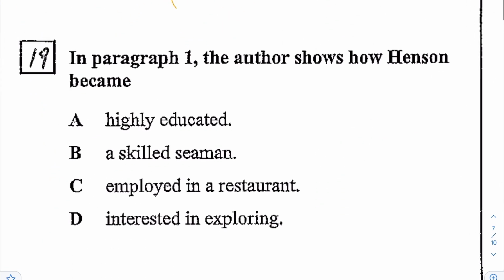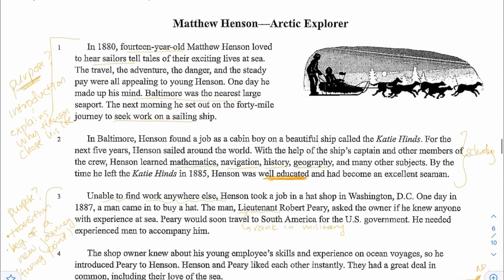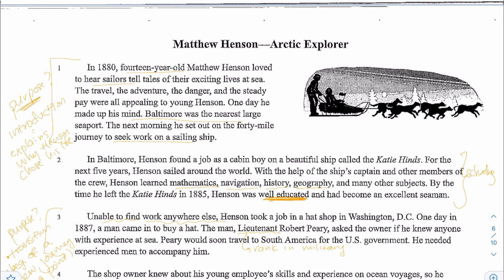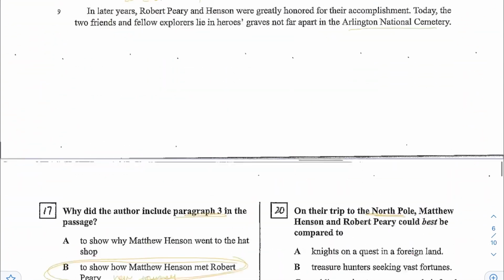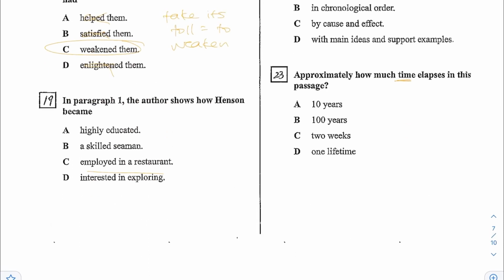Next for question 19, in paragraph 1, the author shows how Henson became. So over here, paragraph 1, sort of the introduction, and it explains why Henson chose his life. Okay, he heard sailors telling about their lives at sea. There was traveling, adventure, danger, and steady pay. So money was all appealing. So it's kind of like the why. An emphasis on why Henson chose this life. And that goes with choice D. It's why Henson was interested and wanted to explore. On the sea or on land, so explore.